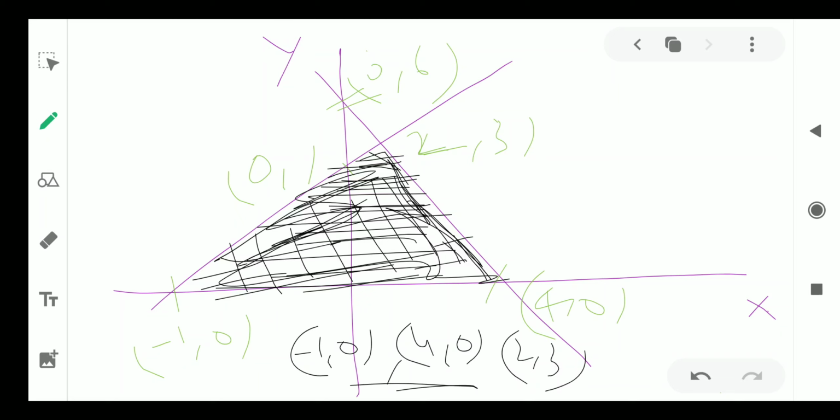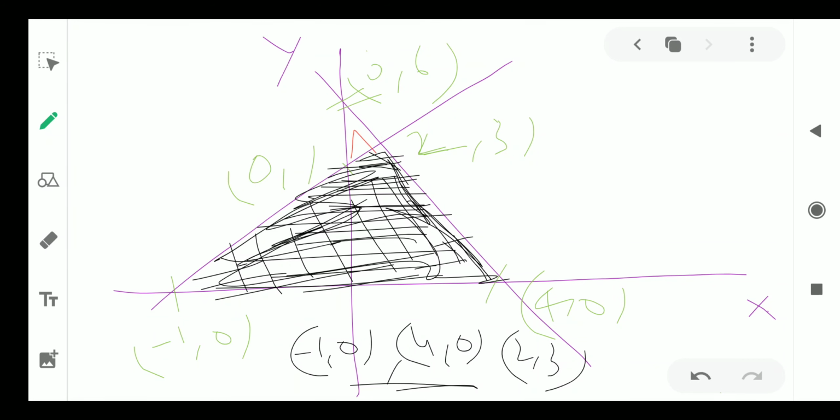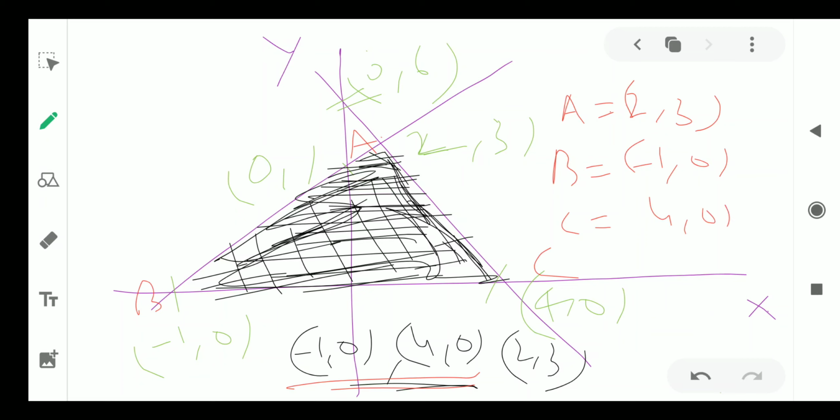He is asking us to find the vertices, so determine the coordinates of the vertices. Suppose I call this point A, this B, and this C. Then these are the coordinates: A is 2 comma 3, B is minus 1 comma 0, and C is 4 comma 0. This is the area formed by the triangle, the shaded region.